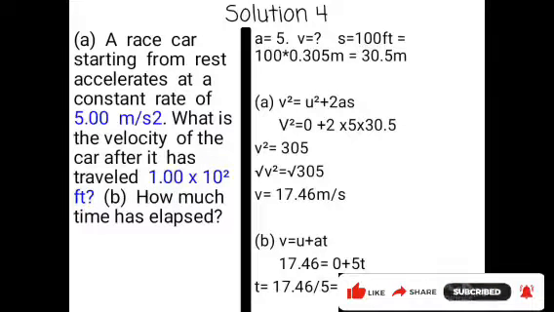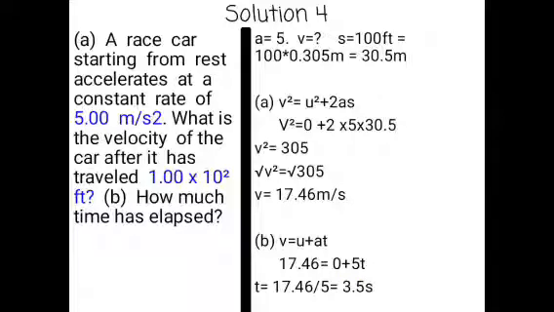From problem solving strategy, step 1, list out the given. So acceleration is equal to 5 meters per second square. The final velocity is not given. S is 100 feet, that's 30.5 meters converted to meters, since the SI unit of distance is meters in physics.